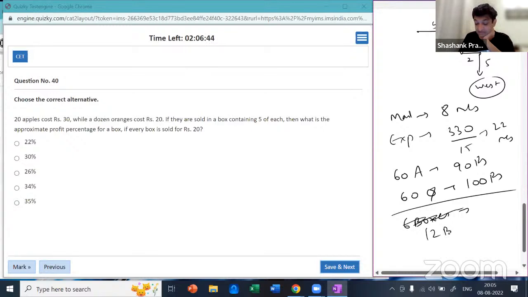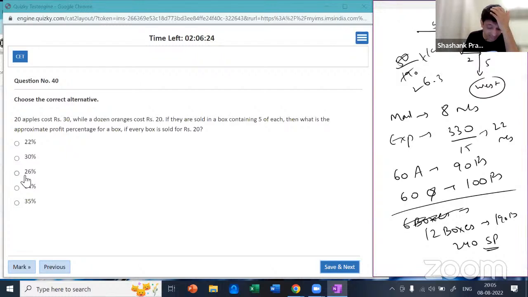12 boxes will cost 190 rupees. Selling price is 20 rupees per box, so 240 is the selling price, 190 is the cost price. Profit percentage is 50 upon 190 into 100. 19 2s are 38, 120, 19 6s are 114, 60, 26.3 something, 26%. I think that should be the answer.